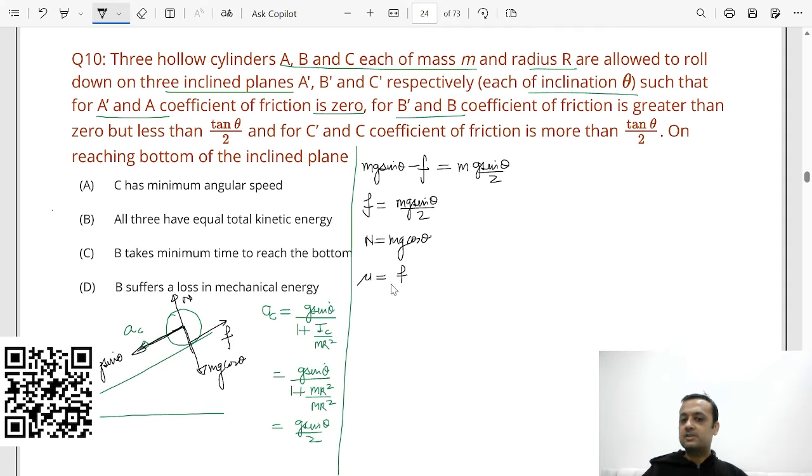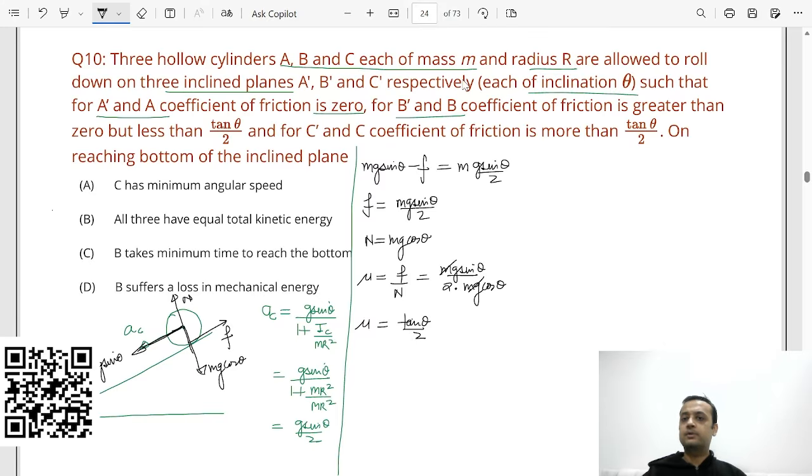So mu required is friction upon normal reaction, because we know that friction is mu into N, I mean static friction limiting value. The maximum value of static friction is mu into N. So the required value of mu will be f by N, that means mg sin theta by 2 divided by the normal reaction. This is the value of required mu. This much mu is required. So you check, it is coming out to be tan theta by 2, which is why the question has given this threshold value. That means if you want pure rolling to happen, then at least tan theta by 2 friction coefficient should be present.